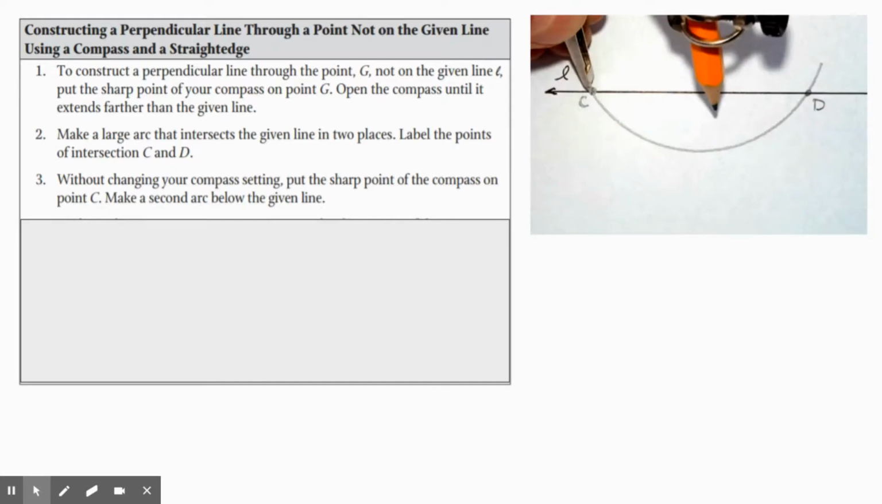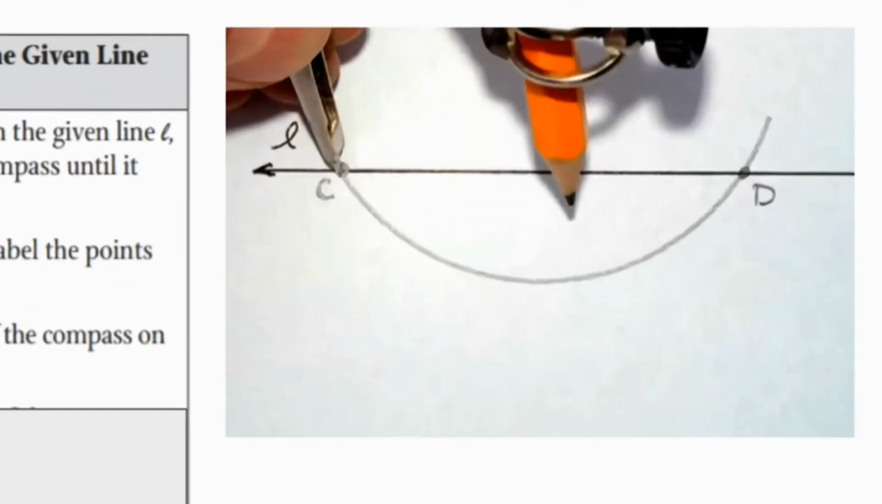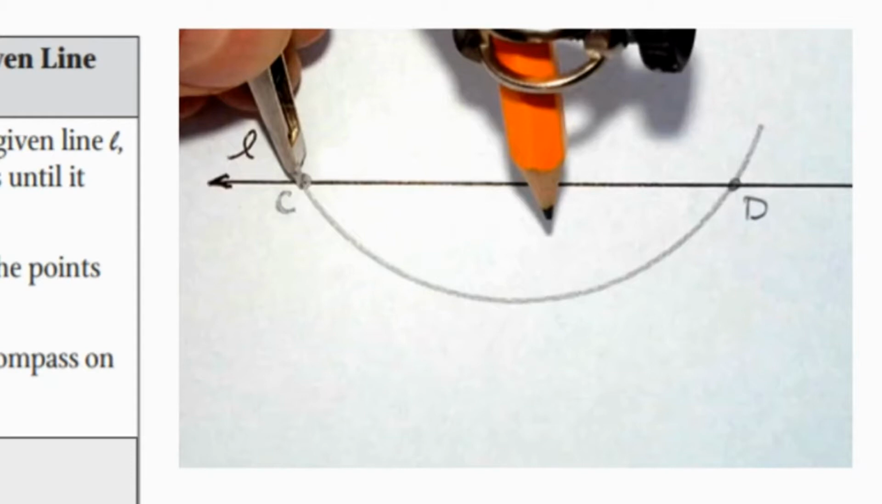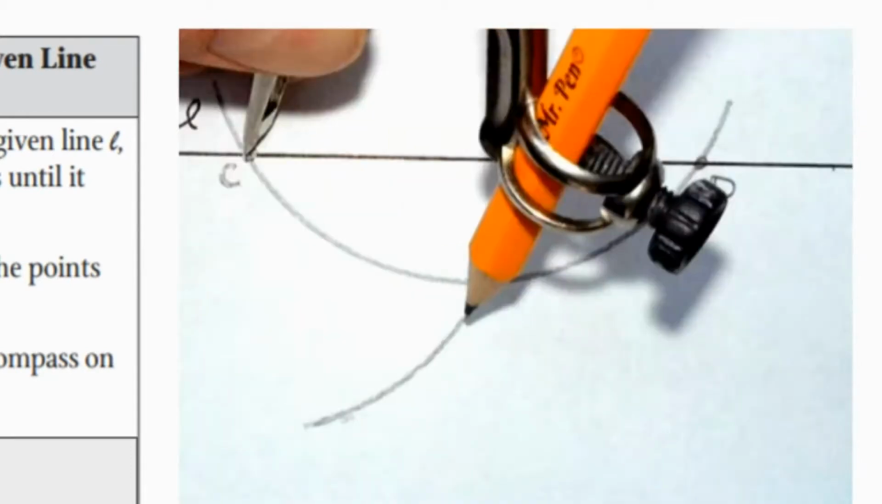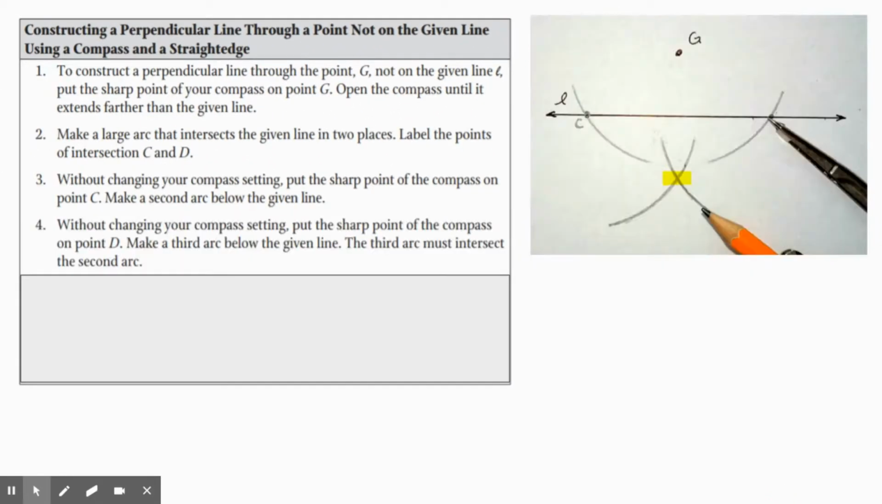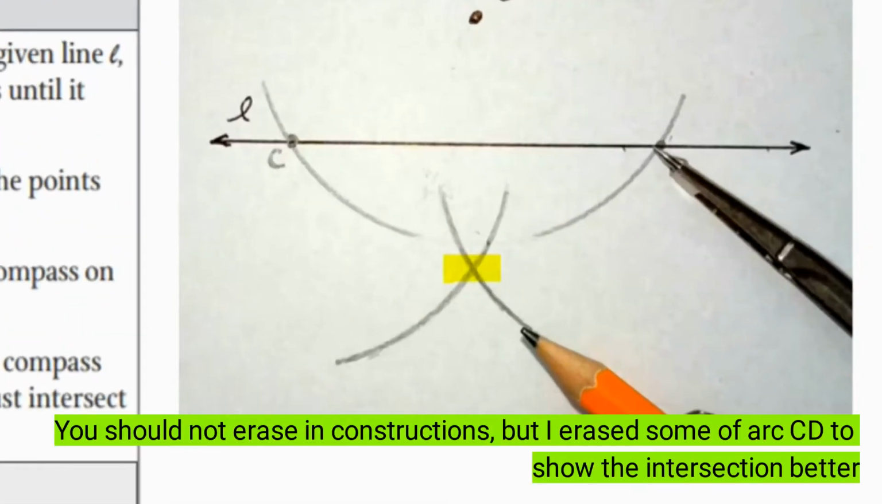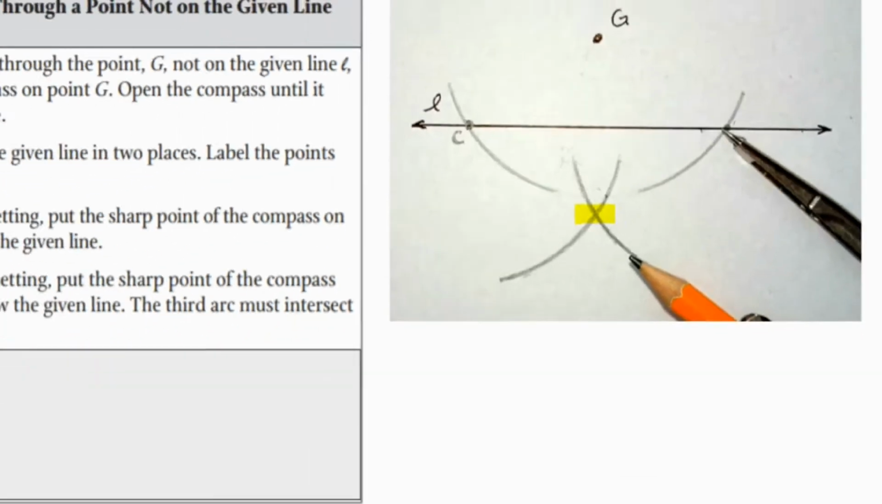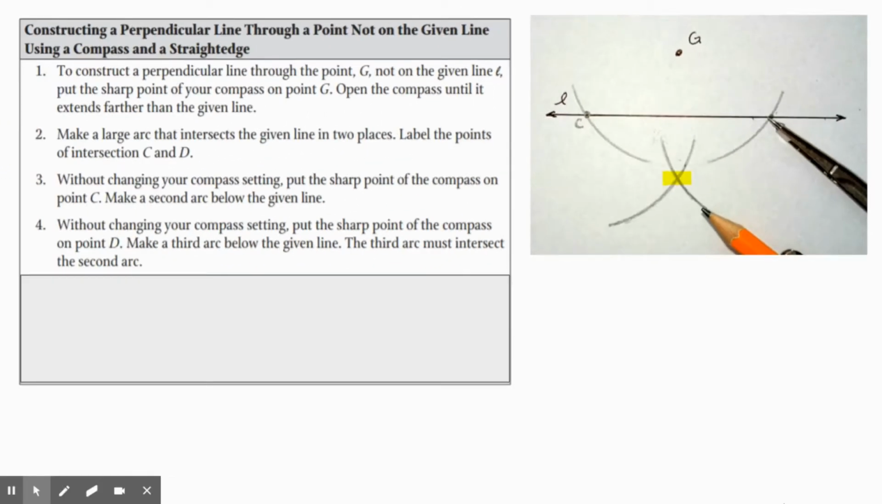From here, I'm going to put the sharp point of my compass on point C and I'm going to make sure to go more than halfway again between C and D. And I'm going to make an arc from C. I'm going to make another arc from D. And now you can see where the two arcs are intersecting. I've erased on my diagram just so you could really see where the two arcs are intersecting, because it's sometimes easy to get confused with all the arcs.